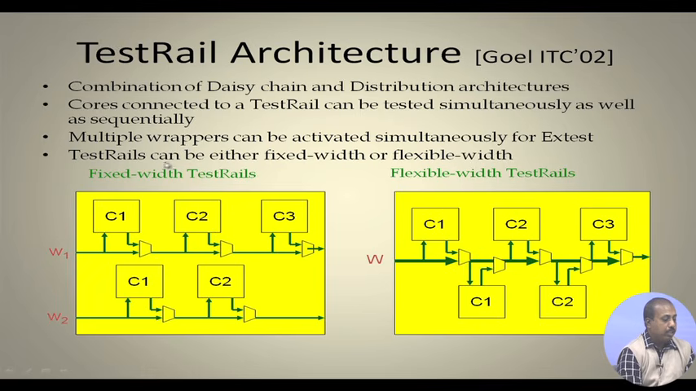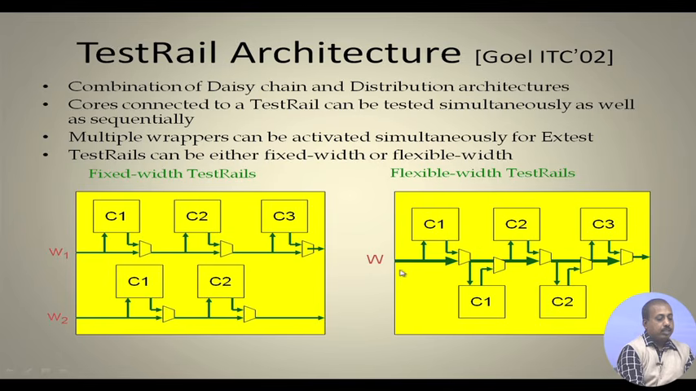Now, this test rail can be of fixed width or of flexible width. The first example is a case of fixed width test rail. I have divided the total rail width W into 2 rails, W1 and W2. On W1 we have C1, C2, C3, and on W2 we have C4, C5. That way the core distribution is done over the rails.